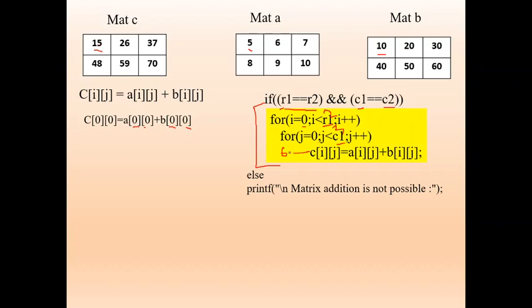The next iteration, innermost loop. Only after completion of the innermost loop do we increase the outer loop. Next, what is my j value? Next time j value will be 1. So C01 equals A01 plus B01. A01 is 6, B01 is 20. 6 plus 20 will be stored in C01. That is first row, second column, 0th and first. Like that we need to represent.